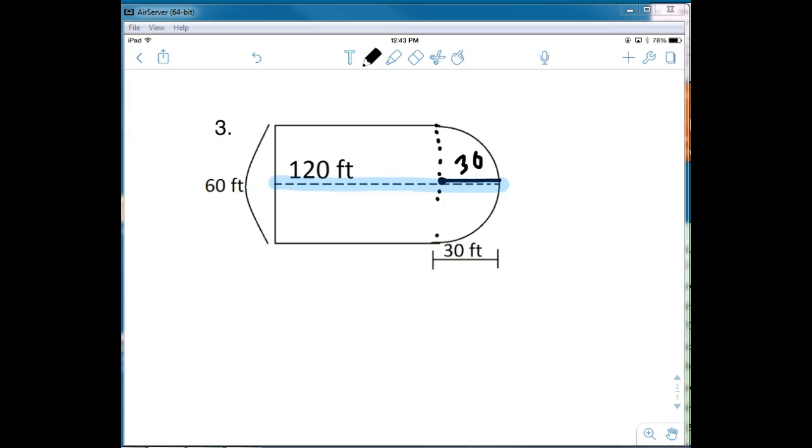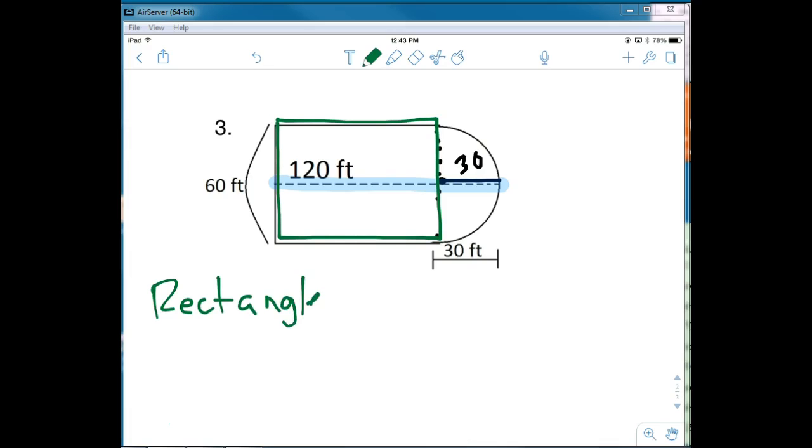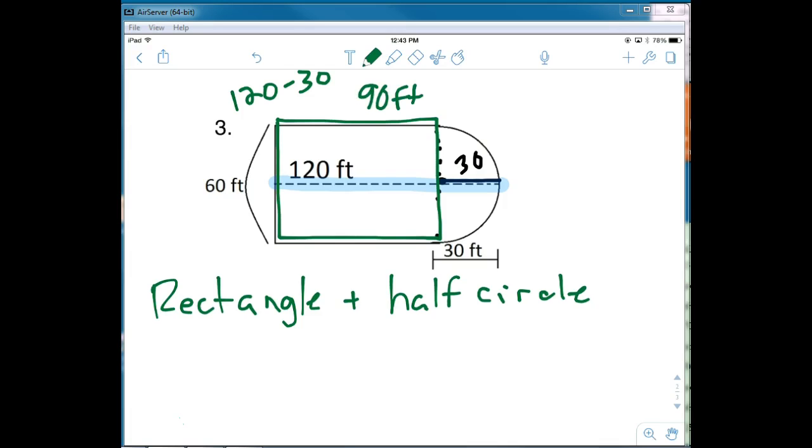So in order to split this up into the rectangle that I will trace in green here, and then the half circle there, I will need to take 120 and subtract that 30. 120 minus 30 will leave me with 90 feet for the dimensions of this rectangle. And then, of course, we can multiply for the area of that rectangle, the 60 over on the side, 90 across the top, and for the half circle, I know I will have half of the entire circle.